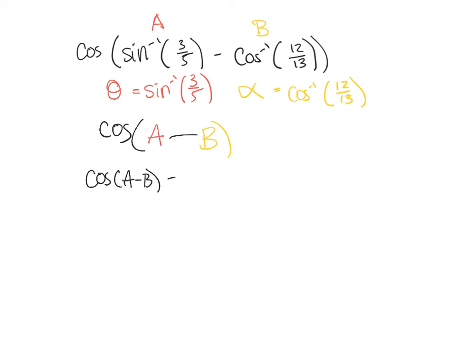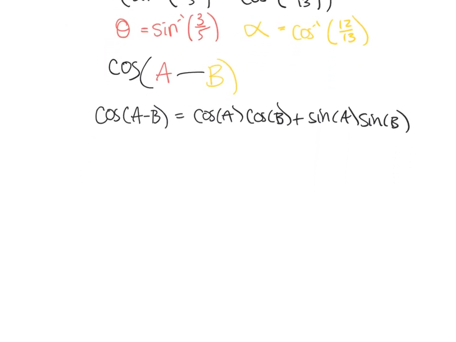I'll rewrite this down below, but it is cosine of A times cosine of B plus sine of A times sine of B. So I have to set up both of these triangles, find their ratios, and plug them into this identity. So let's do that. For our theta, or we can just call it angle A.